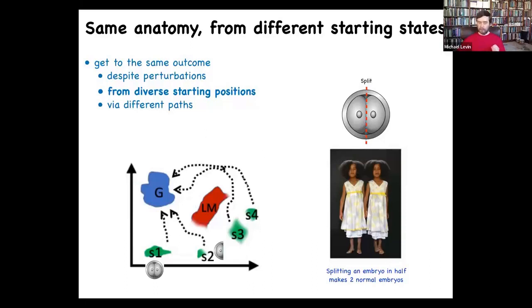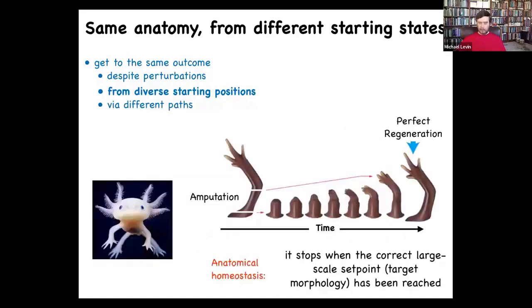Okay, so different means to the same goal. This is not just for embryos. Some animals like the salamander can do it throughout its lifespan.